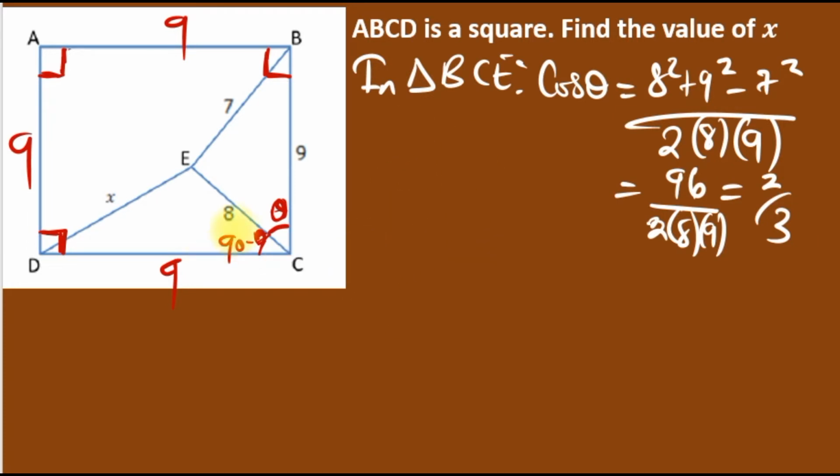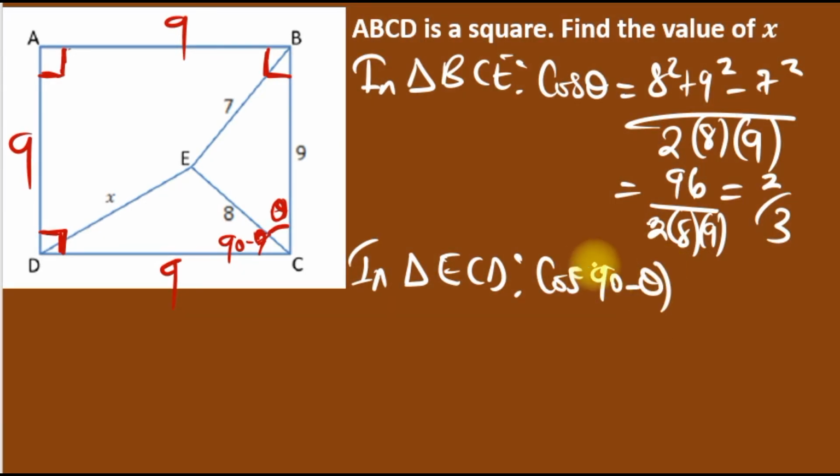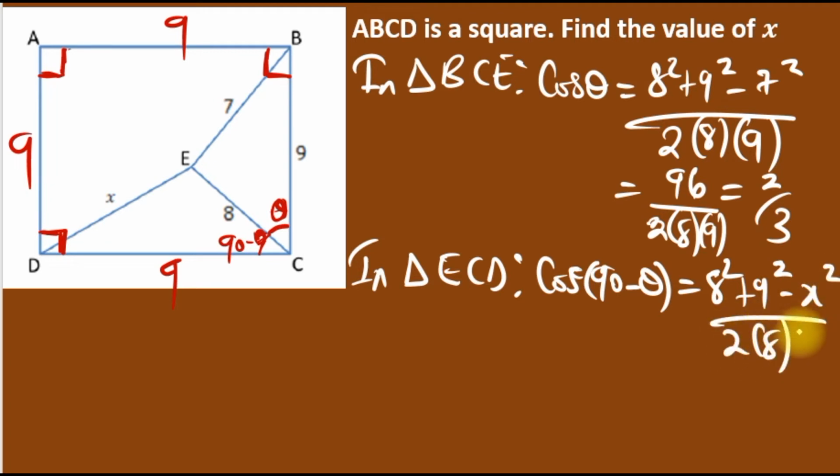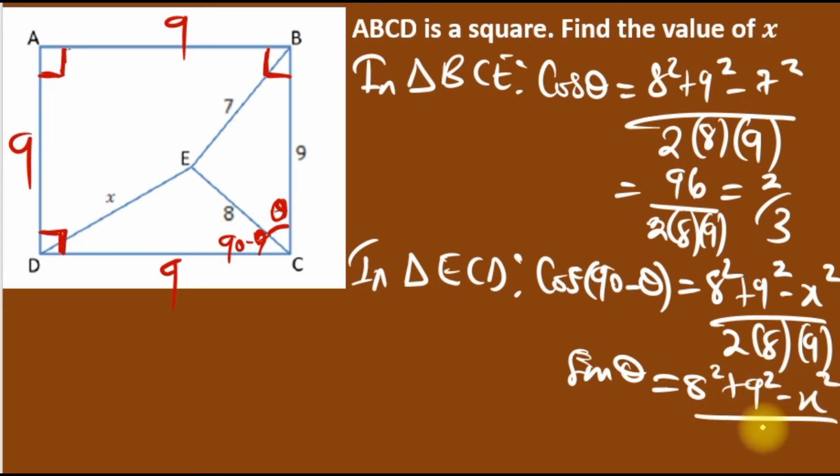So in the same way, in triangle ECD, applying the cosine rule again, we see that cos of 90 minus theta is 8 squared plus 9 squared minus x squared over 2 times 8 times 9. And again, cos of 90 minus theta is sine theta. That's from our cofunction identity. Do you remember? So that's it.